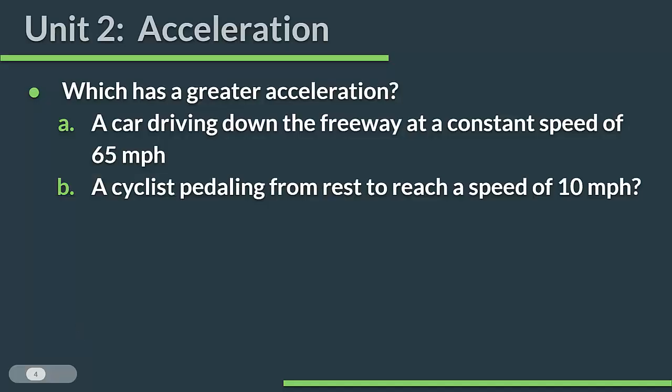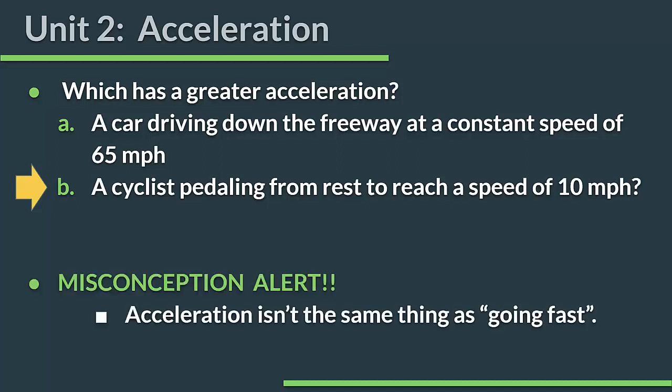So hopefully you had a chance to think about the warm-up question. Which has a greater acceleration, a car driving down the freeway at a constant speed of 65 miles per hour, or a cyclist pedaling from rest to reach a speed of 10 miles per hour? And the answer you should have selected is B. This gets to the heart of one of the misconceptions students sometimes have about acceleration, and that is this: acceleration isn't the same thing as going fast.